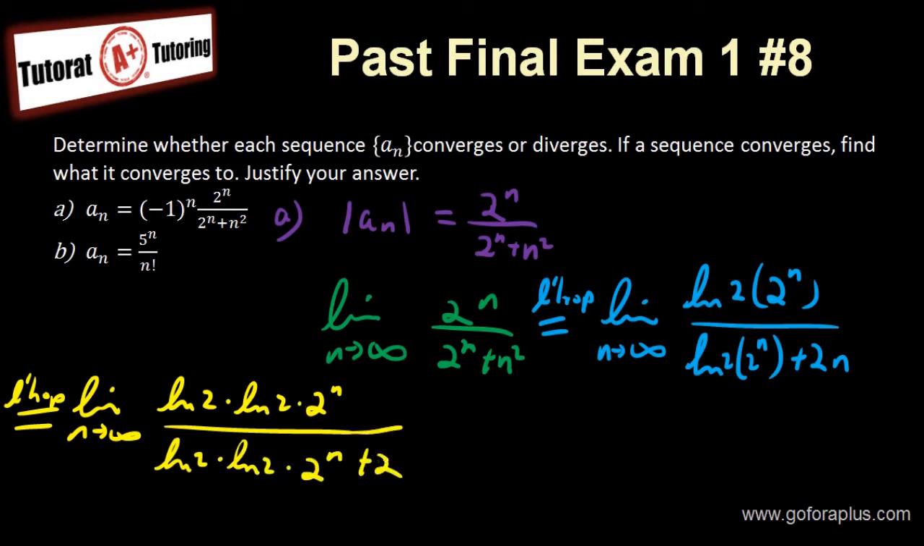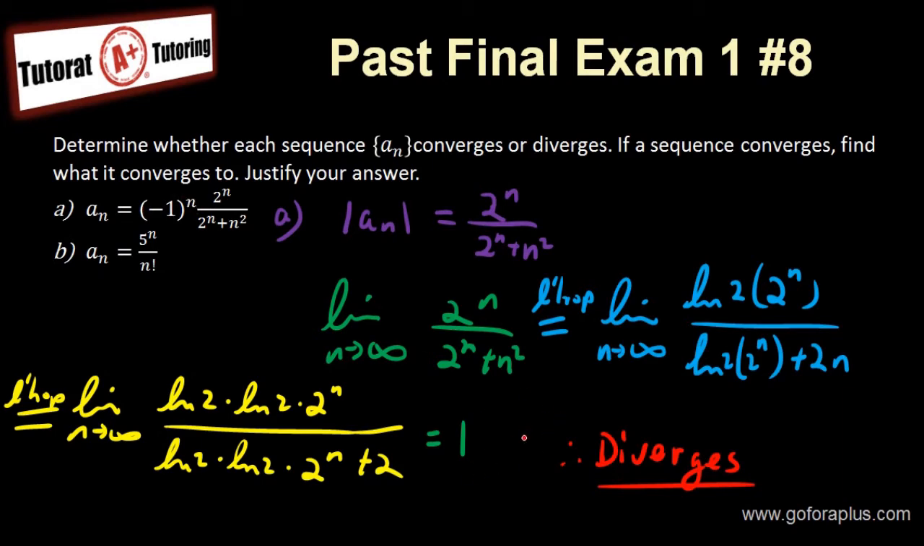ln 2 times ln 2 times 2^n, plus 2. Now if you look at this, this is going to be infinity over infinity, and basically now it's at the same degree, so the answer is going to be 1. But however, this is alternating between minus 1 and 1. So at the end, you don't know if n approaching infinity is giving you 1 or minus 1. Therefore, the answer is divergent. So this sequence diverges for question A because of minus 1 and plus 1, right?